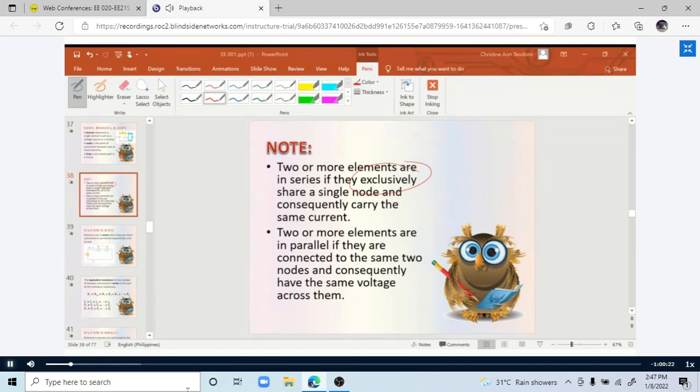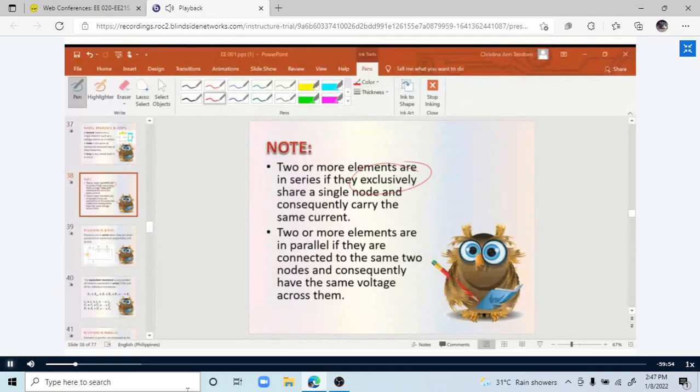There is no third party and all. There is no other woman. So there is no other thing involved rather than the two parties. So two or more elements are in series if they exclusively share a single node and consequently carry the same current.